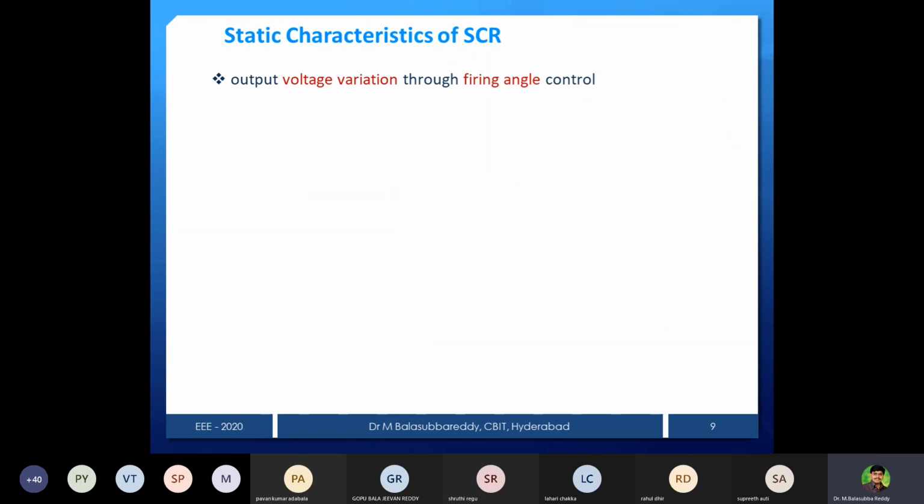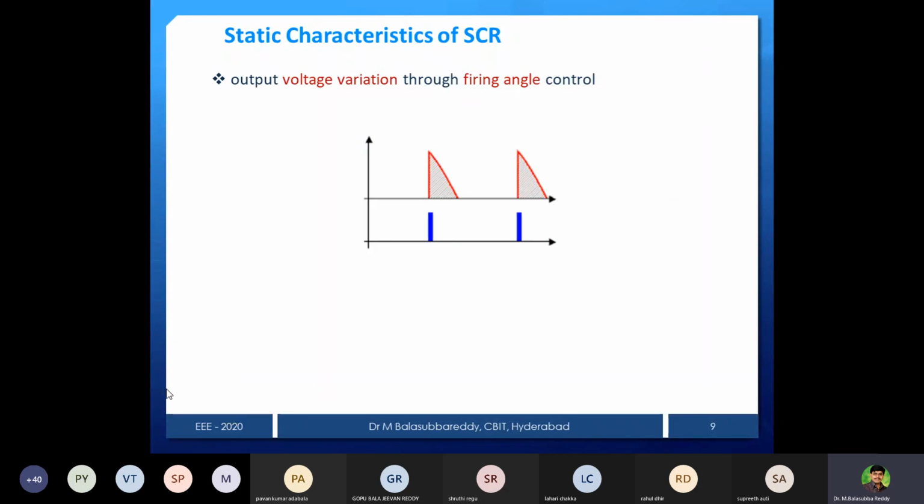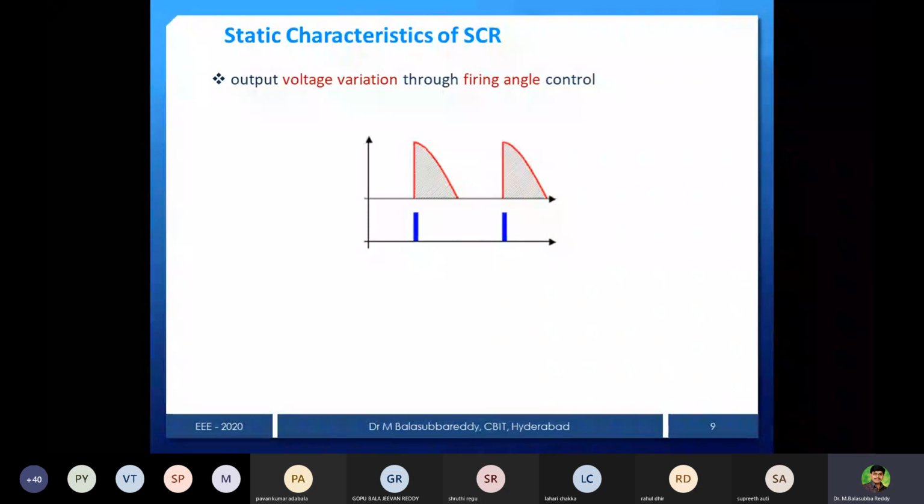Then output voltage variation through firing angle control. Yesterday I told you one thing: if alpha increases, you can decrease the output. Alpha is the delay angle. If you increase alpha, your output voltage is going to decrease, because if the delay angle is more, the output will be less.